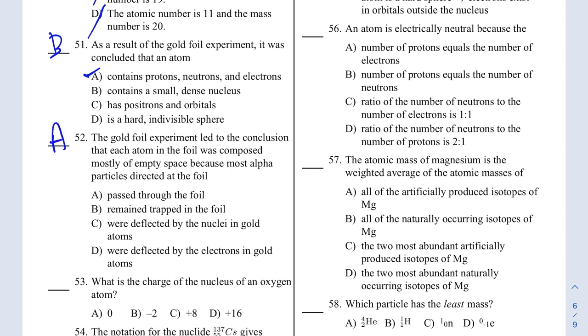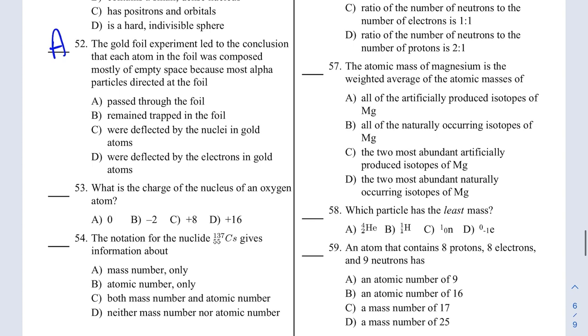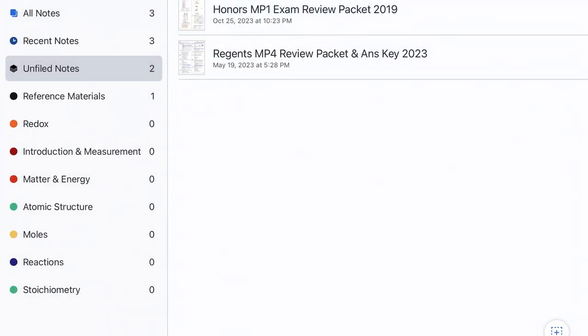The other ones just don't make sense. What is the charge of a nucleus in an oxygen atom? Don't forget, in the nucleus we have protons, and neutrons don't have any charge. So when it says the charge of a nucleus, we're looking for the number of protons.